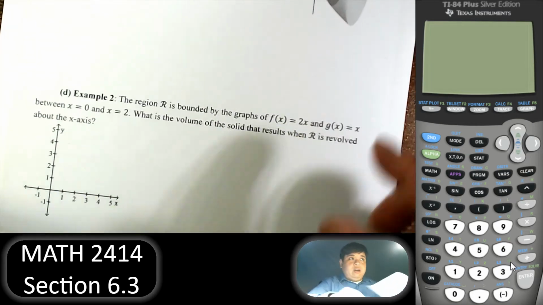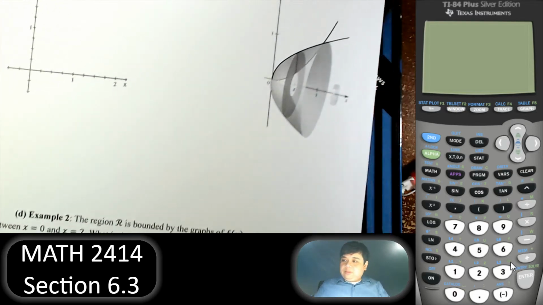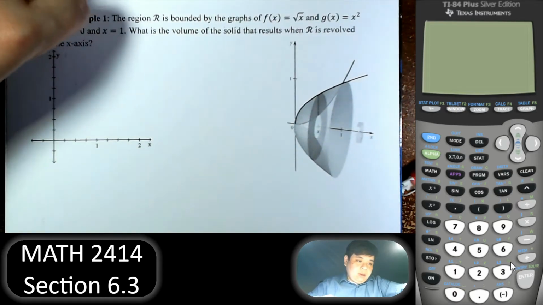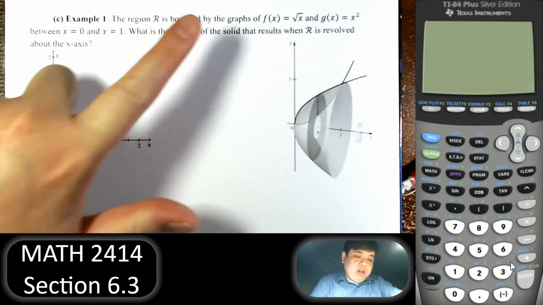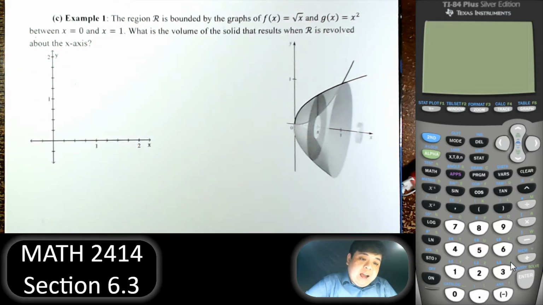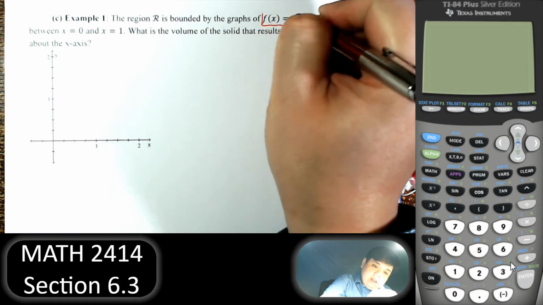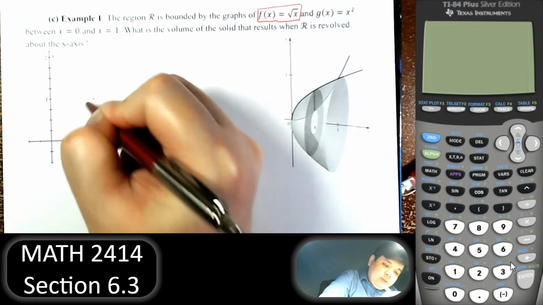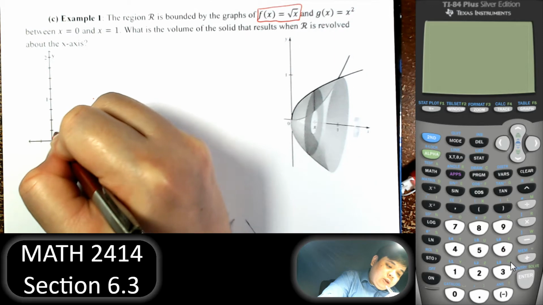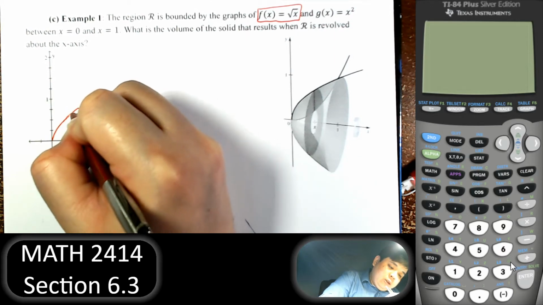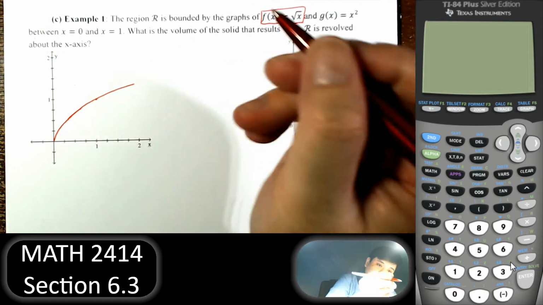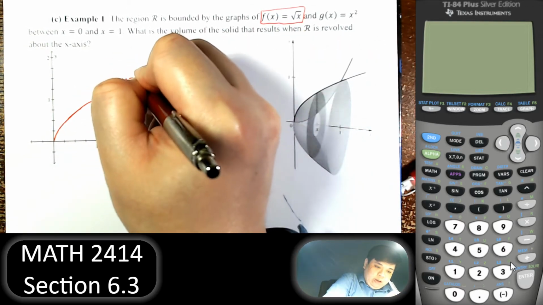Let's see how that works on the sample. Let script R be the region bounded by the graph y equals square root of x, and g of x is x squared. Find the volume of the solid when R is revolved about the x-axis. So first of all, we have f of x equals square root of x. That is y equals square root of x.